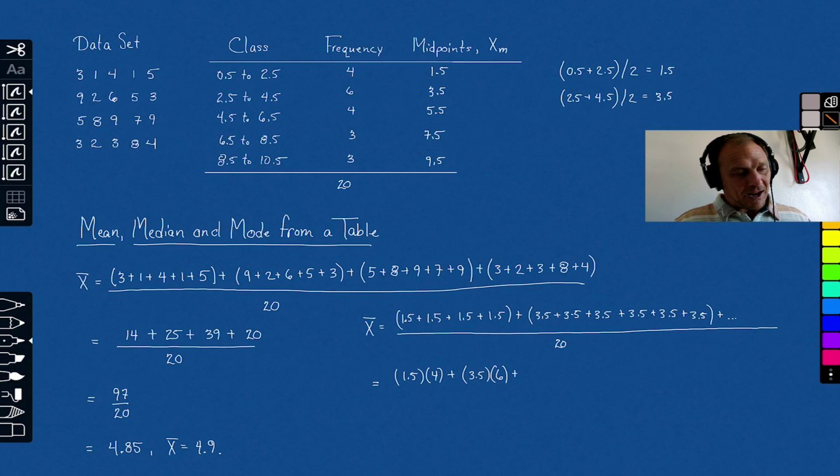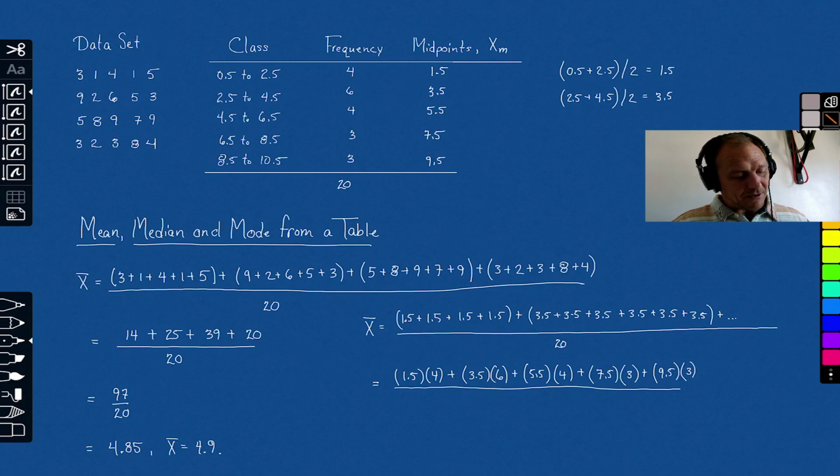Plus, our next class is 5.5s. We're representing it with 5.5s, of which there are 4. Our next class, we're representing by 7.5, of which there's 3. In our next class, there are 9.5s, of which there's also 3. Now we're going to add all of those, and divide it by 20.